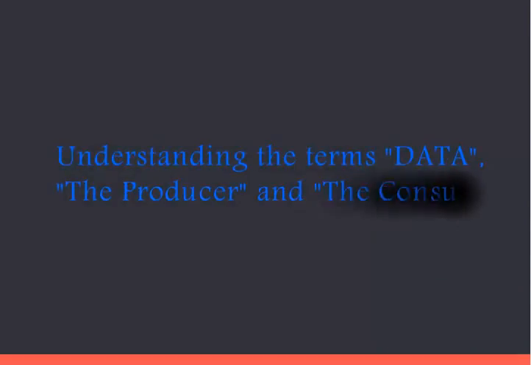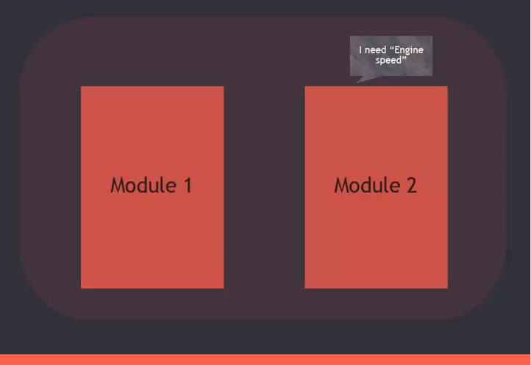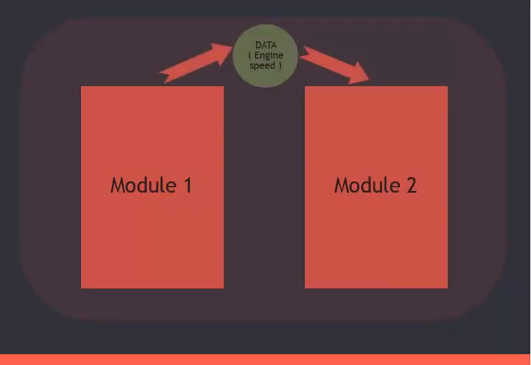Understanding the terms data, the producer, and the consumer. Let us assume that there is a centralized system, and there are two modules, Module 1 and Module 2. Module 2 tells, I need engine speed. Module 1 tells, I have engine speed. In this case, engine speed is the data that is of interest. The module that produces the data is called the producer. The module that consumes the data is called the consumer.